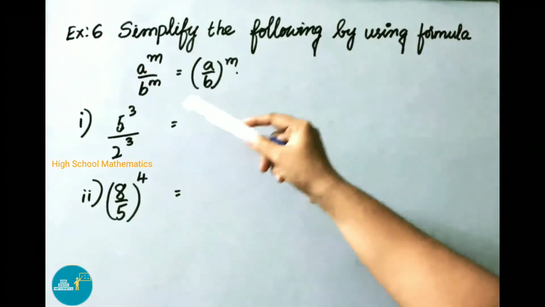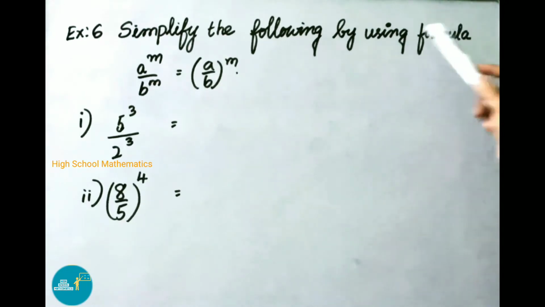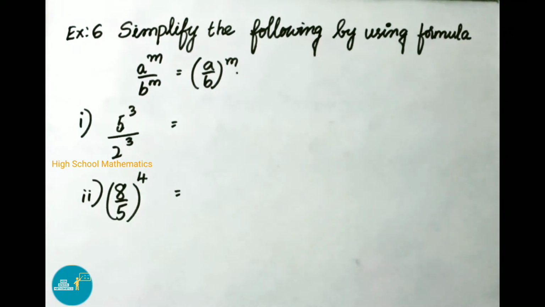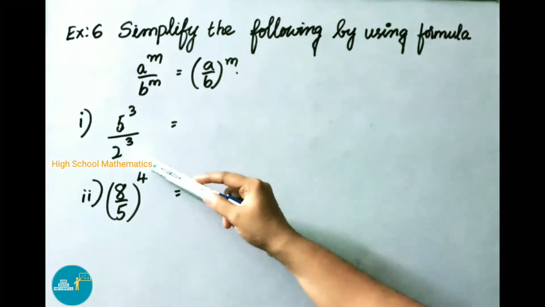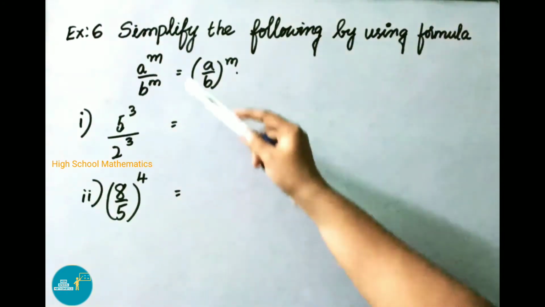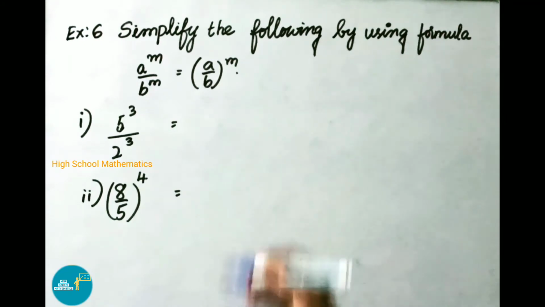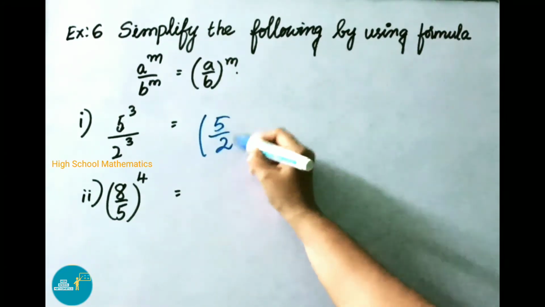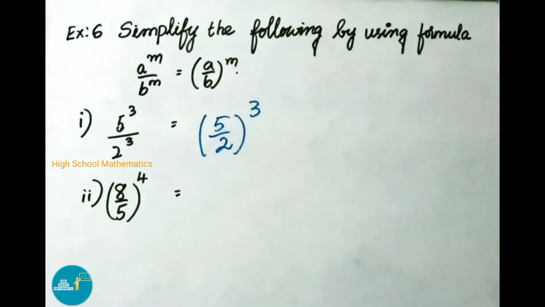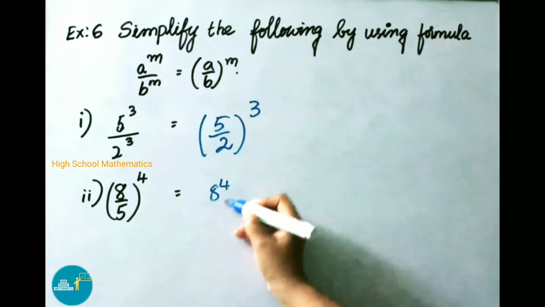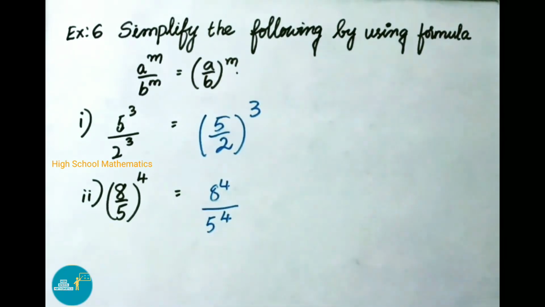See now example 6. Simplify the following by using formula a power m by b power m equals to a by b whole power m. See the first one, 5 power 3 by 2 power 3. That equals to, it is looking like a power m by b power m. So it can be written as a by b whole power m, that is 5 by 2 whole power 3. See now second one, 8 by 5 whole power 4. It is looking like a by b whole power m. So it can be written as a power m by b power m. That is 8 power 4 by 5 power 4.